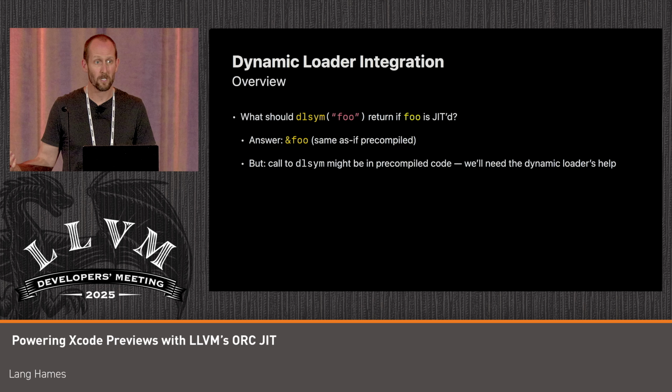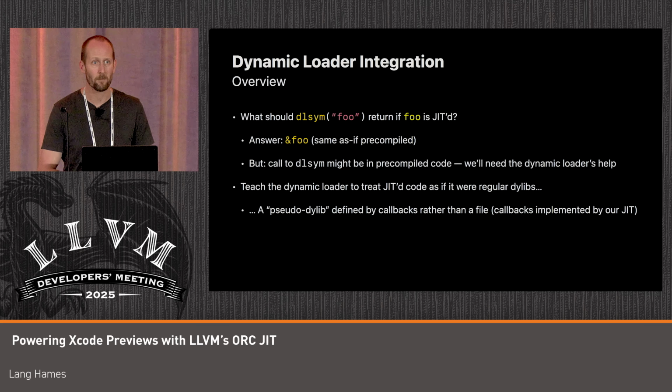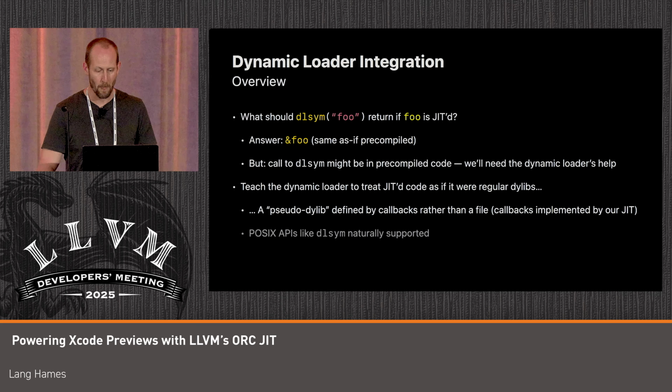So the way that we approached this was to teach the system dynamic loader to treat JITted code as if it were precompiled. You can think of this as a pseudo-dynamic library, where the behavior of the dynamic library is provided by APIs and callbacks rather than by the dynamic loader reading a file in a known format on disk, like Mach-O or ELF. And where in this case, the callbacks will be implemented by our JIT compiler.